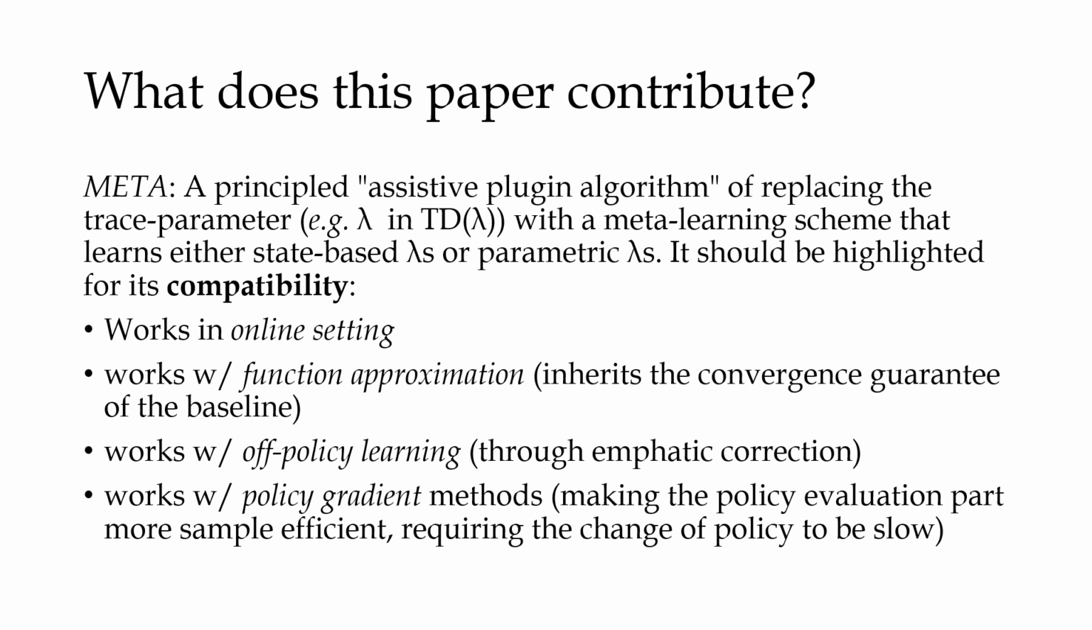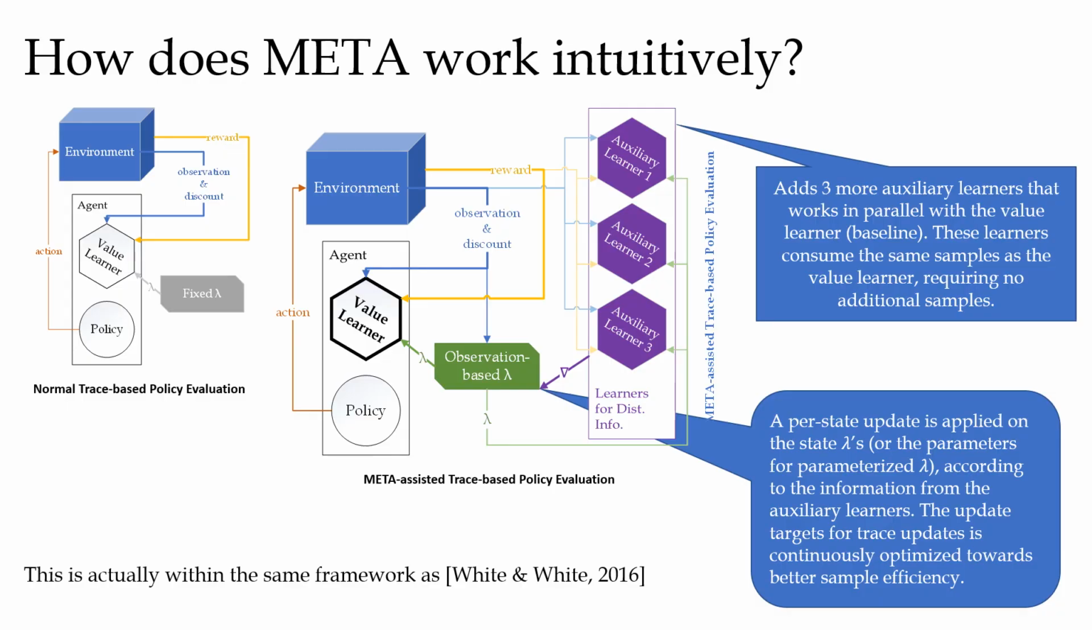The contribution of this paper is Meta, a plugin for trace-based policy evaluation methods, which we will also refer to as the baselines. This plugin collects the auxiliary information from agent-environment interactions and assists the baseline by providing a lambda value per update. The reason why we recognize Meta as a plugin is that it has minimal influence on the behaviors of the baselines, and it is compatible to nearly every learning setting. It works both online and offline, both in the tabular case or with function approximation. It is compatible with off-policy learning and even can be used for assisting control methods by making the policy evaluation more sample efficient. So let's see intuitively how this plugin works.